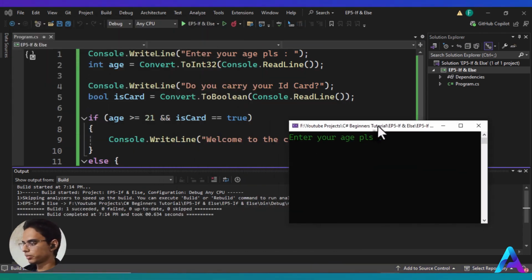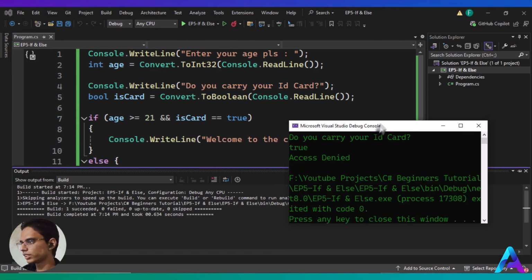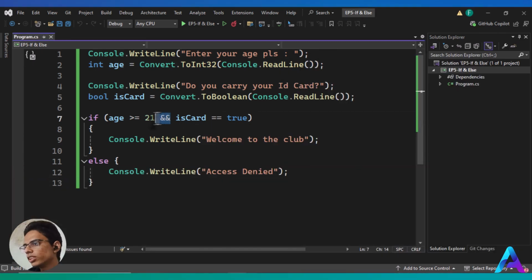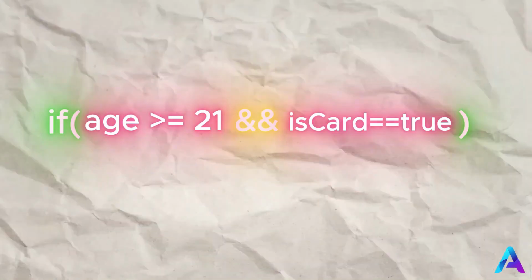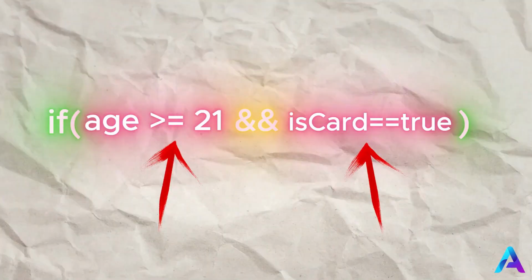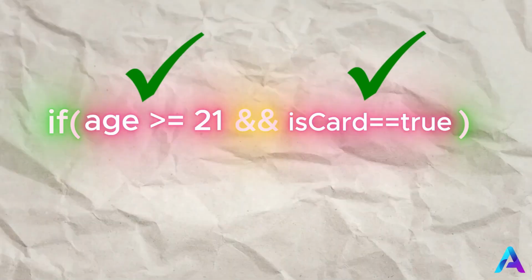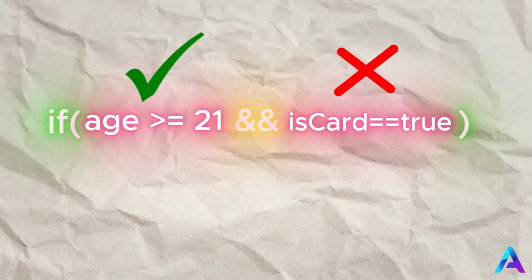Asks for age, I say 19. Do I carry my ID card? True. And as you can see, I got access denied. So what's this sign? Well, it's AND. It will combine the conditions. So now if I want my if to be executed, both conditions on the left and right side of AND should be true. And even if one of them is false, it will not execute what's inside the curly braces.